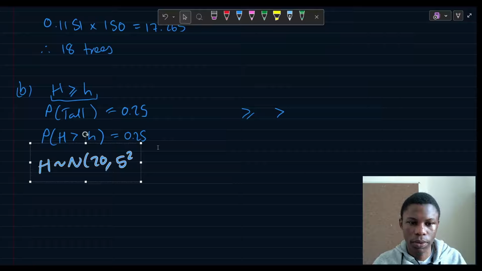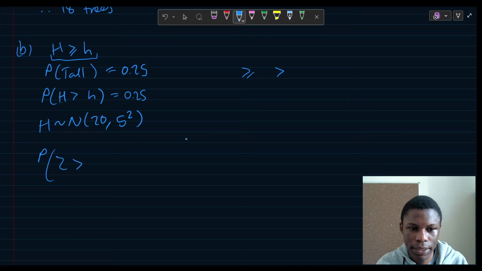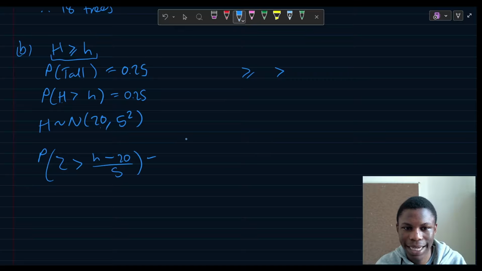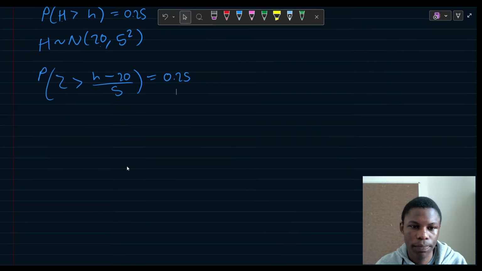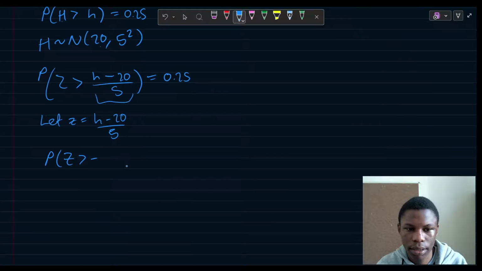Oh, I didn't bring my bracket with me. We can standardize. So that big H becomes big Z is greater than our small h minus the 20 over our standard deviation, which is 5, and this is equal to 0.25. And then we can create a substitution, say let Z equal h minus 20 over 5, so that I can just write that as Z, right? This is all equal to 0.25.